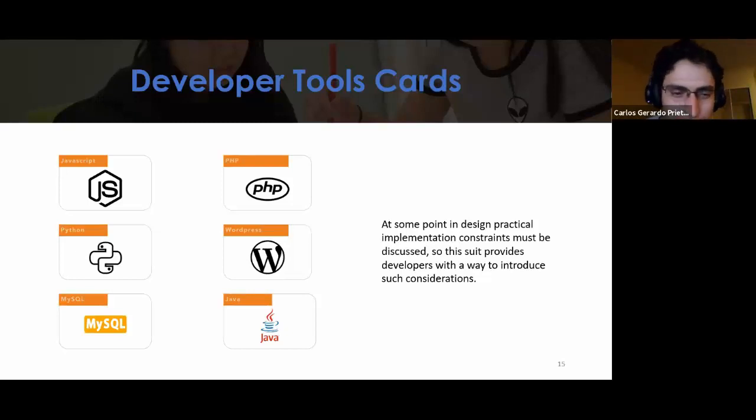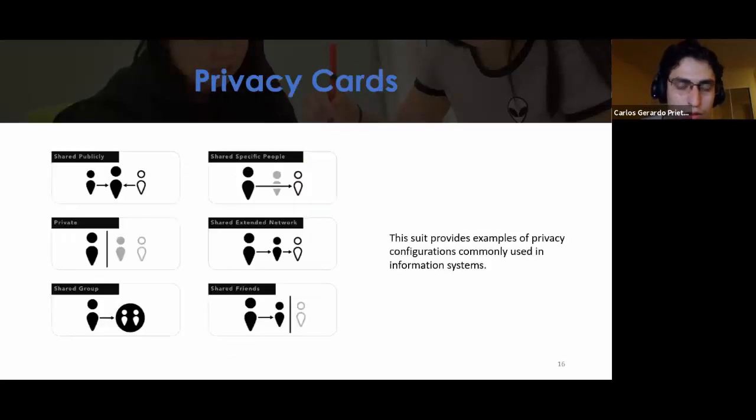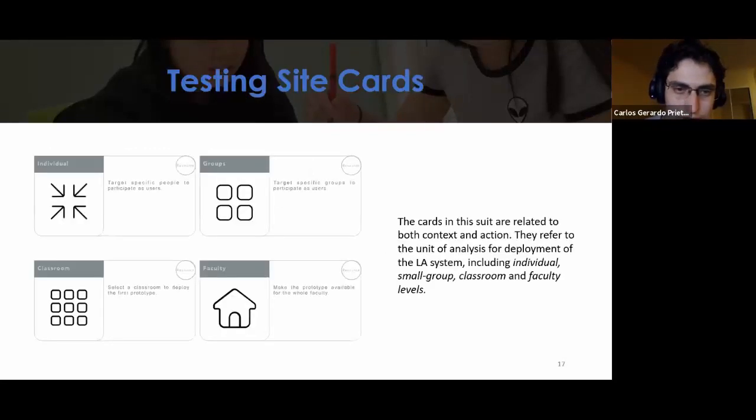The developer tools cards give people the power to pick one of the most important developing tools. Some sort of coding languages, what kind of technology is available, so we can use this to implement our project. The privacy cards contain different levels of managing this data, from sharing publicly available data to completely making it private. There are different levels that people can pick from and discuss if that's what they want to do.